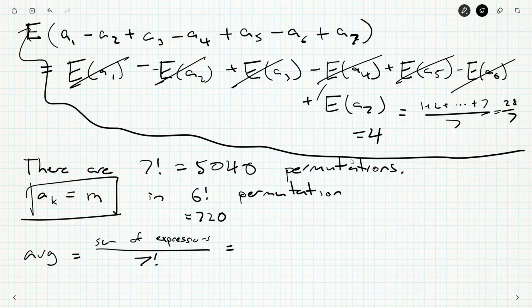So we'll get A1. I'm going to rearrange and write A1 plus A3 plus A5 plus A7. So there's 4 of these ones. So the sum of all the A1s is just going to be 6 factorial times that it can be 1, plus 6 factorial times it can be 2, plus 6 factorial times it can be 3, all the way up to 7. This is the total of all the A1s.